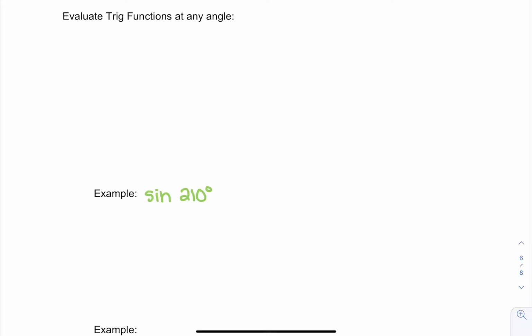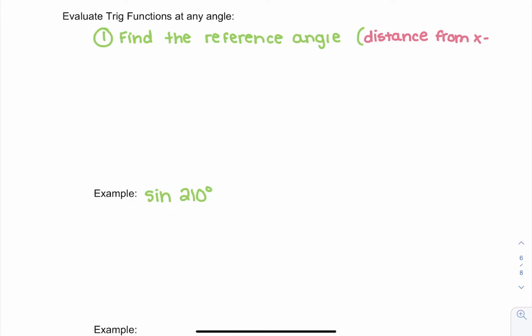Now, instead of plugging into your calculator where you might get an answer that is an approximation because there are square roots involved, we're going to solve this by hand. So the first step is to find the reference angle. So we learned last time that the reference angle is the distance from the x-axis.